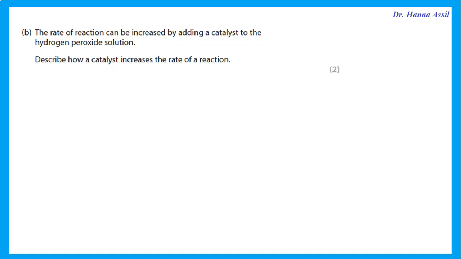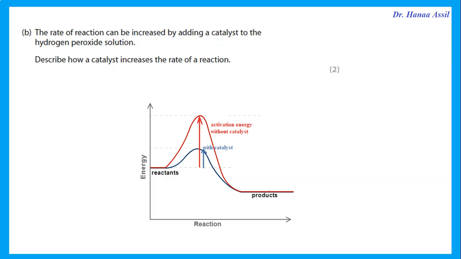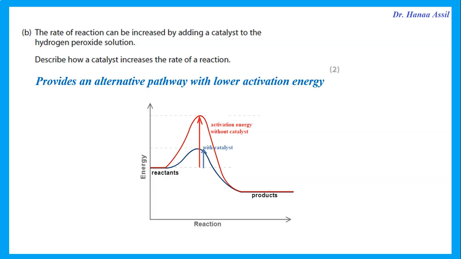The rate of reaction can be increased by adding a catalyst. Describe how a catalyst increases the rate. So please don't just say it speeds up the reaction without being changed. That's the definition of a catalyst. The question says, how does it increase the rate? You should know that it provides an alternative pathway with lower activation energy.